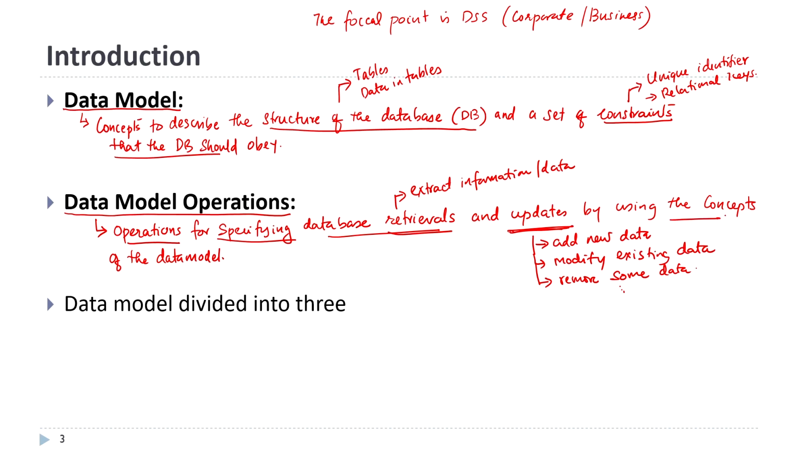You have to use the concepts of the data model. So, whatever the structure of the database and constraints are, you use them and do not violate them, to make sure that the retrievals and updates of the data happen. Such operations are called data model operations. And typically this data model is divided broadly into three. There are many things, but for DSS aspects, we can take these three broad classifications. The first one, the primary one, is what we call the conceptual data model.